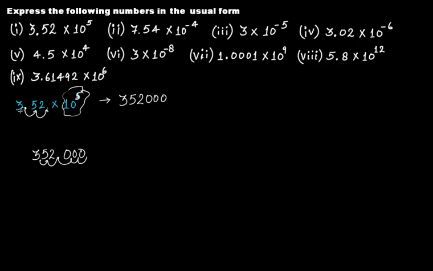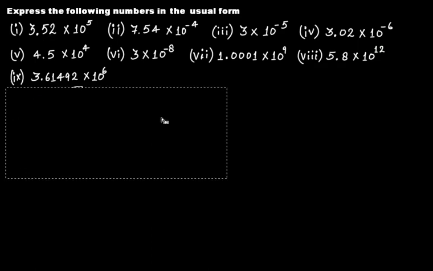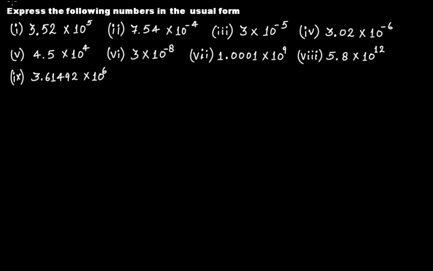Okay, let's take the second one. In the second one you have 7.54 multiplied by 10 raised to the power of minus 4. Now here your exponent is minus 4. It means that you have to move this decimal point towards the left by crossing 4 digits. So in this case you have to move left. Towards the left, you have 7, 5 and 4.